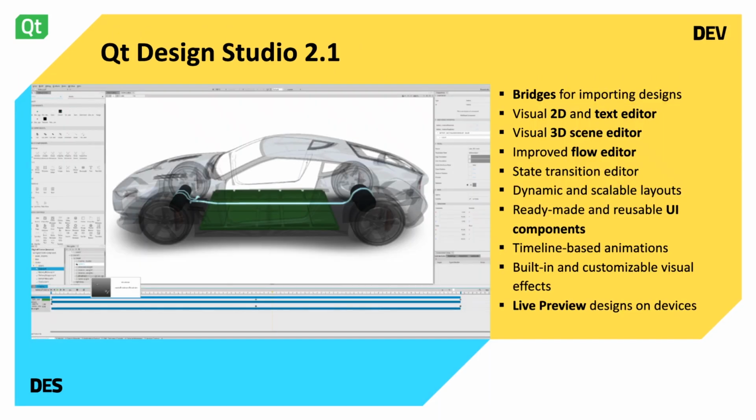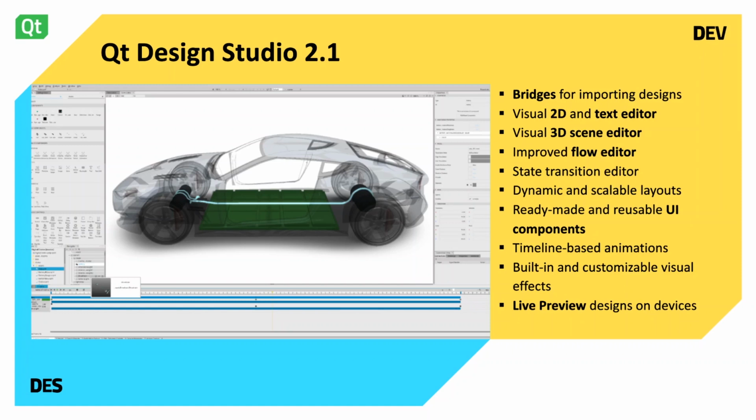QDesign Studio 2.1 was just released in April, and before I start with the demo, I want to give you an overview of the current feature set. QDesign Studio also contains a text editor that allows you to edit the QML code while staying in the What You See Is What You Get tool. This is extremely useful to push the boundaries of QDesign Studio.